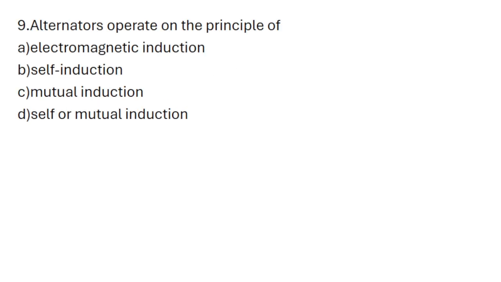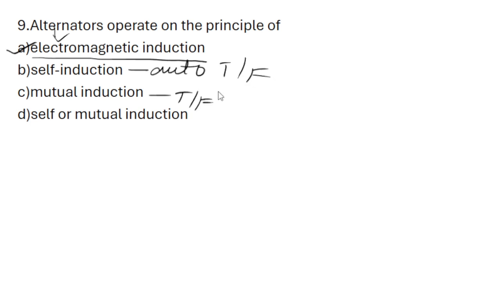Next question: alternator operates on the principle of, options are electromagnetic induction; self induction; option C, mutual induction; and option D, self or mutual induction. Here answer is option A, electromagnetic induction. Alternator operates on the principle of electromagnetic induction, while auto transformer and potentiometer work on the principle of self induction, and mutual induction principle is used in transformers.